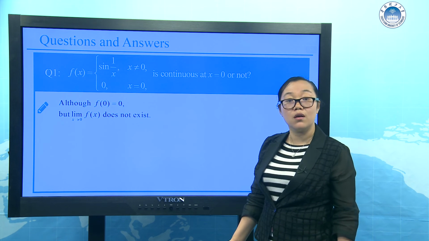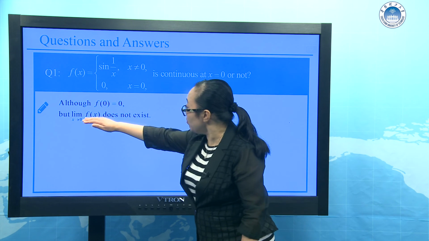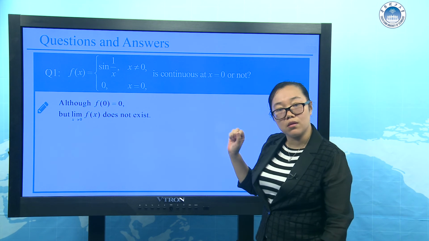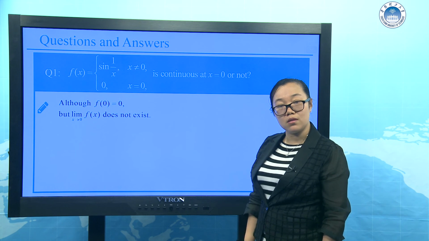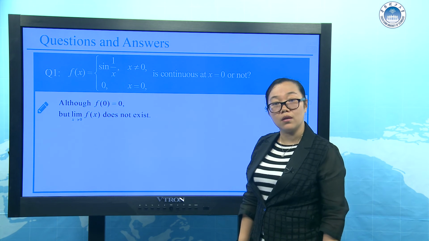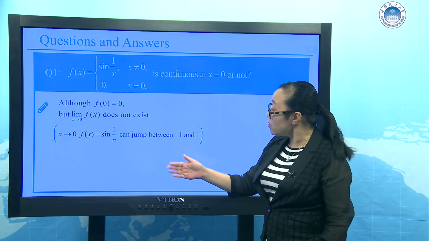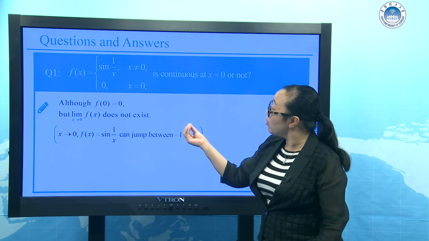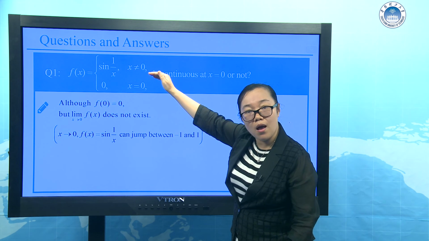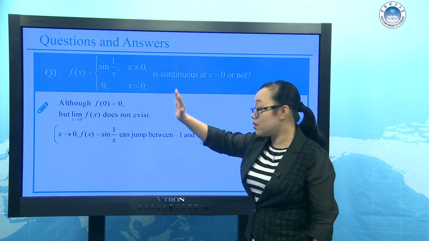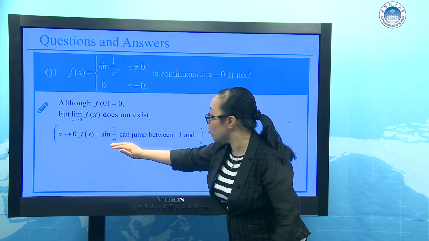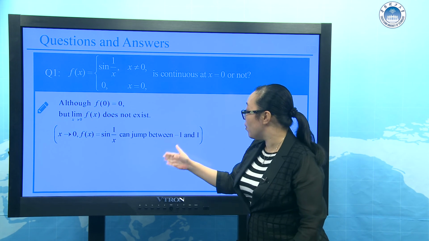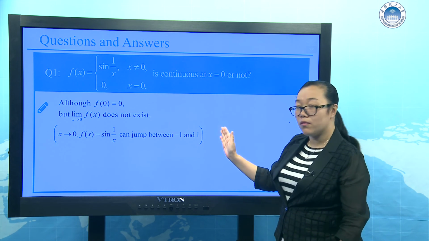Now we will consider the limit. The limit as x tends to 0 of f(x) does not exist. Why does it not exist? We will look at this expression. x tends to 0 means x is non-zero, so f(x) equals sin 1 over x. Correspondingly, the values will jump between -1 and 1.